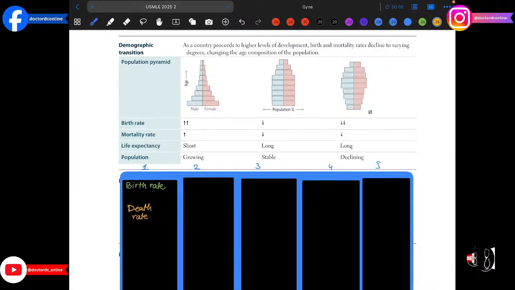Next up, demographic transition. The demographic transition model tries to answer the question of why these patterns of growth and decline occur over the course of history. There are many factors that influence population growth and decline. These explain a country's level of development from agrarian to industrial over time.